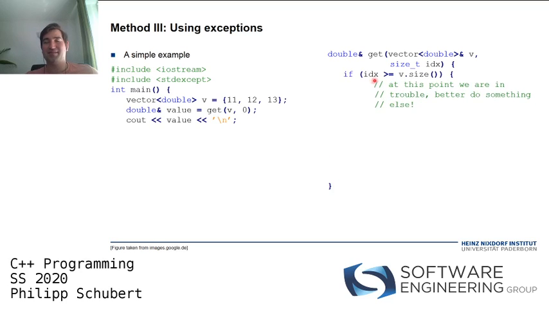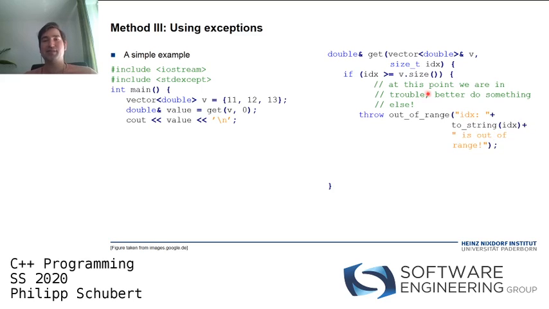The problem here is if the index is larger or equal than the vector's size, then we are in trouble, because we are out of bounds. If a user calls the get function and the index is greater or equal than the vector size, we are out of bounds, and that would be undefined behavior. So here we are in huge trouble. So what can we do?